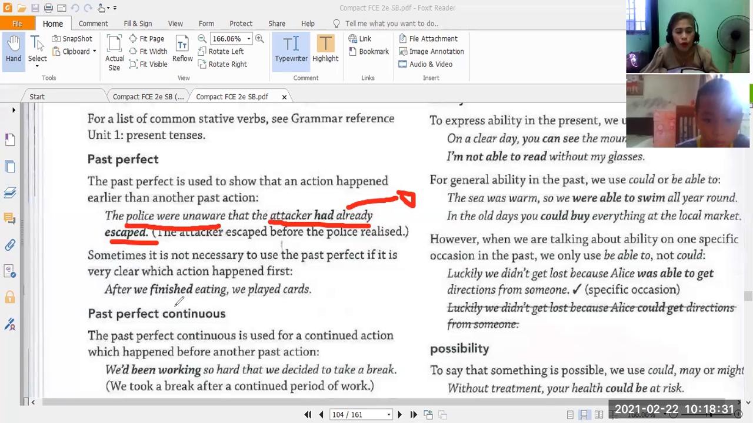Now, Kayo, another. Sometimes it is not necessary to use the past perfect if it is very clear which action happened first. After we finished eating, we played cards. Two actions. First action, after we finished eating. Second action, we played cards. Okay, you understand me? Yeah, very good.